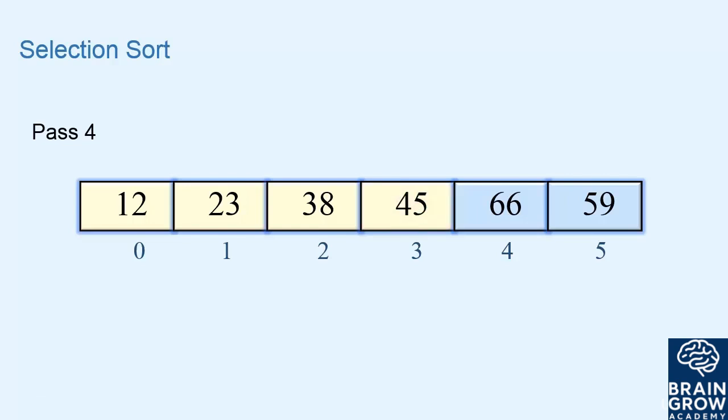Now in pass 5, we'll select the smallest from this one and swap it with A4. Smallest is 59. So 59 and 66 will be swapped. So after 5 passes, this much portion has become sorted and this is the largest element left. So after 5 passes, the whole array has become sorted.